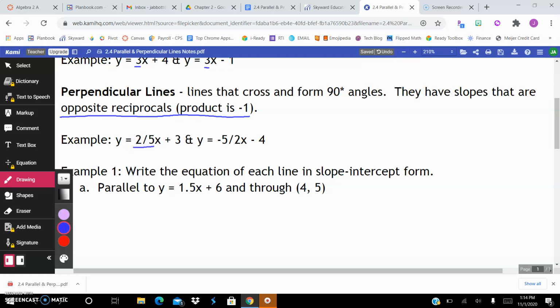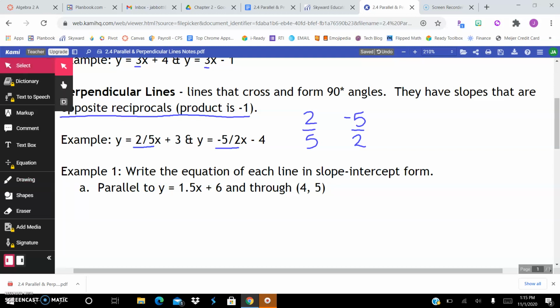So the slope on the first one is 2/5. The slope on the second one is -5/2. So it's simply reciprocals, which just means flipped of the fraction. And one has to be positive and one has to be negative. So that tells you that your lines will be perpendicular.